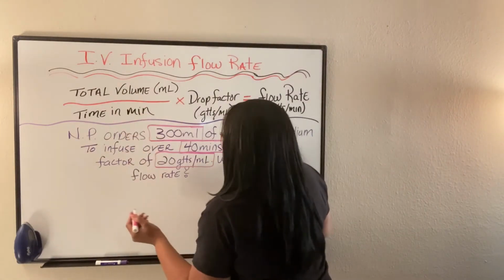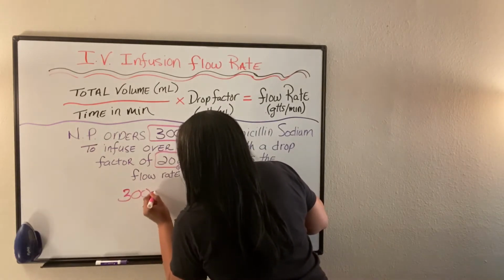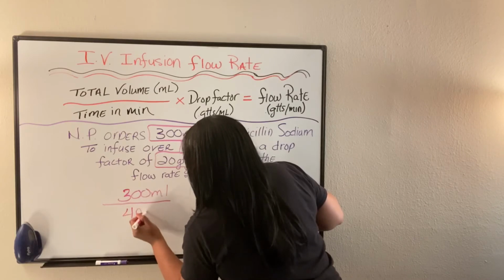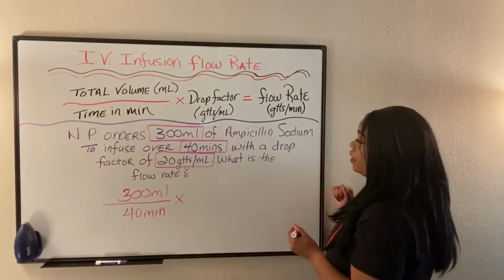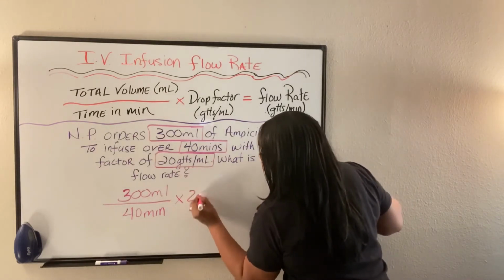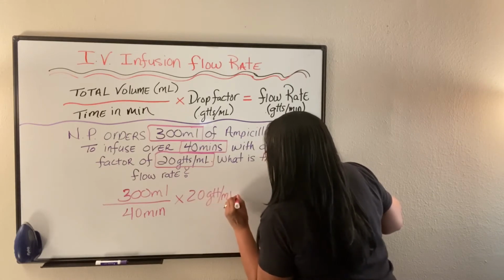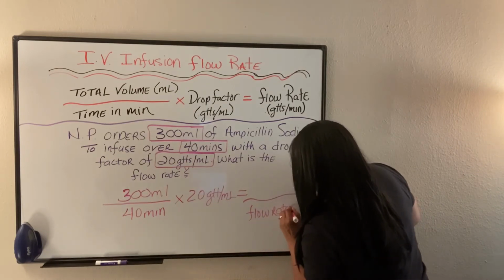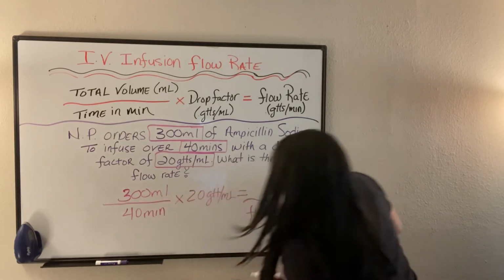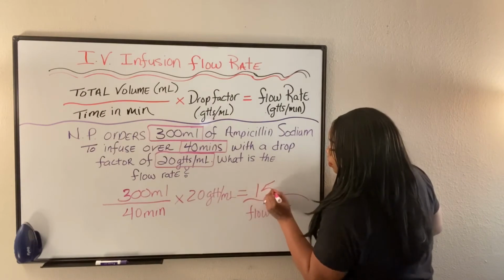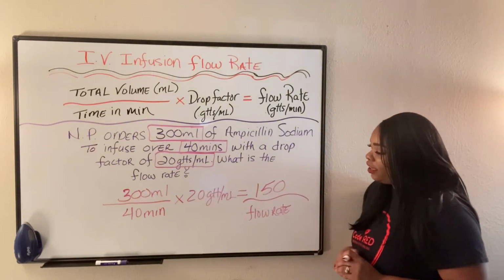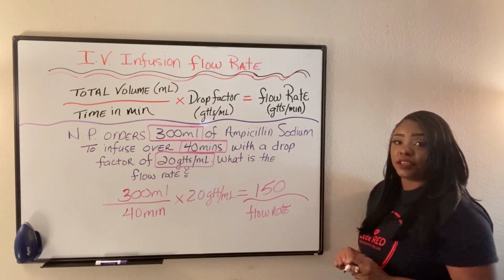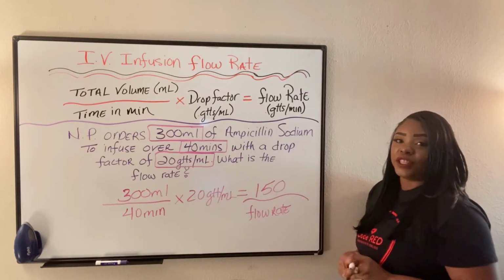So total volume, we have the 300 milliliters over the total time in minutes, so 40 minutes, and we're going to multiply that answer by the drop factor, which is 20 drops per milliliter. And that will give us our flow rate. And if you did all this calculating correctly, your answer for the actual flow rate should be 150. So you have 150 drops per minute, and that is how you calculate your flow rate. Let's do one more question.